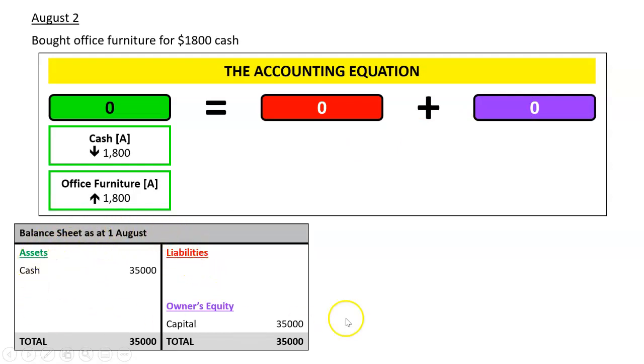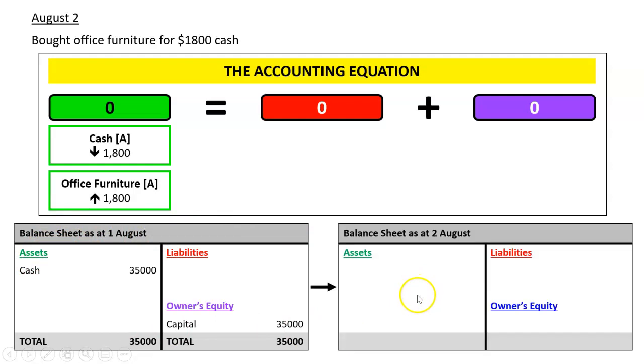But the rules of double entry say the balance sheet now has to balance after this transaction. Here's the balance sheet the day before. We've got to change that. So the first thing we're going to do is get rid of this cash. That cash is too high. It's got to have $1,800 come out of it, so it should be $33,200. Now, the other thing that happened was we said another asset needs to go up called office furniture.